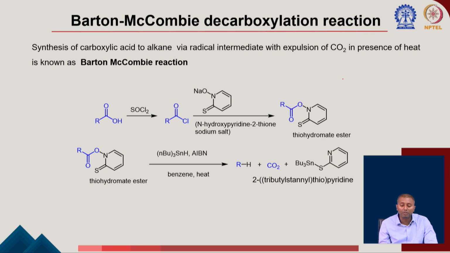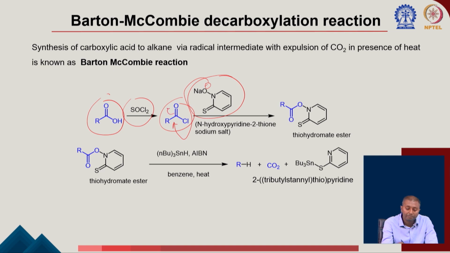So first thing is the Barton-McCombie decarboxylation reaction. Here you can see the carboxylic acid is getting converted to the corresponding acid chloride using thionyl chloride. And then you use the sodium salt of N-hydroxypyridine-2-thione. Now this O minus here can attack the corresponding acid chloride, get rid of the Cl, to form this type of thiohydroxamate ester.